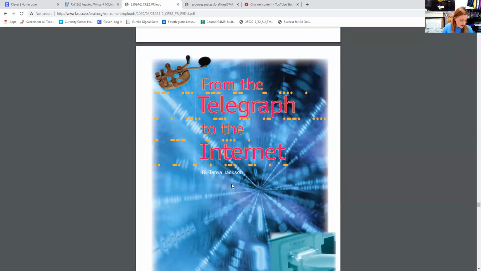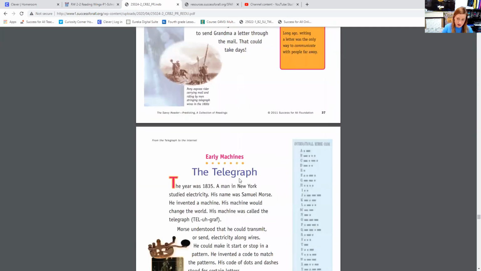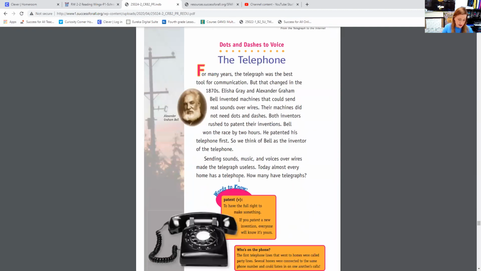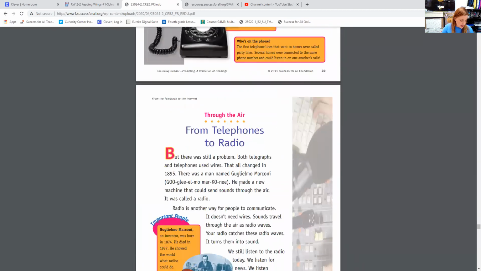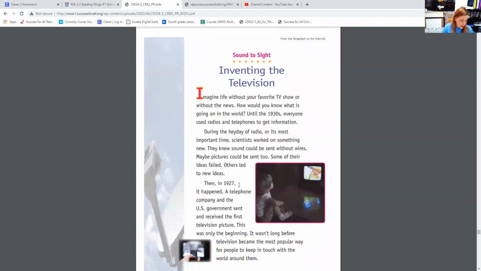I can also look at the front cover and flip through the pages of the book to see if I can find any more clues about the topic. I see a lot of pictures of things that we use to communicate. I see pictures of telephones, radios, televisions, and cell phones. I think the topic of the book is tools we use to communicate.